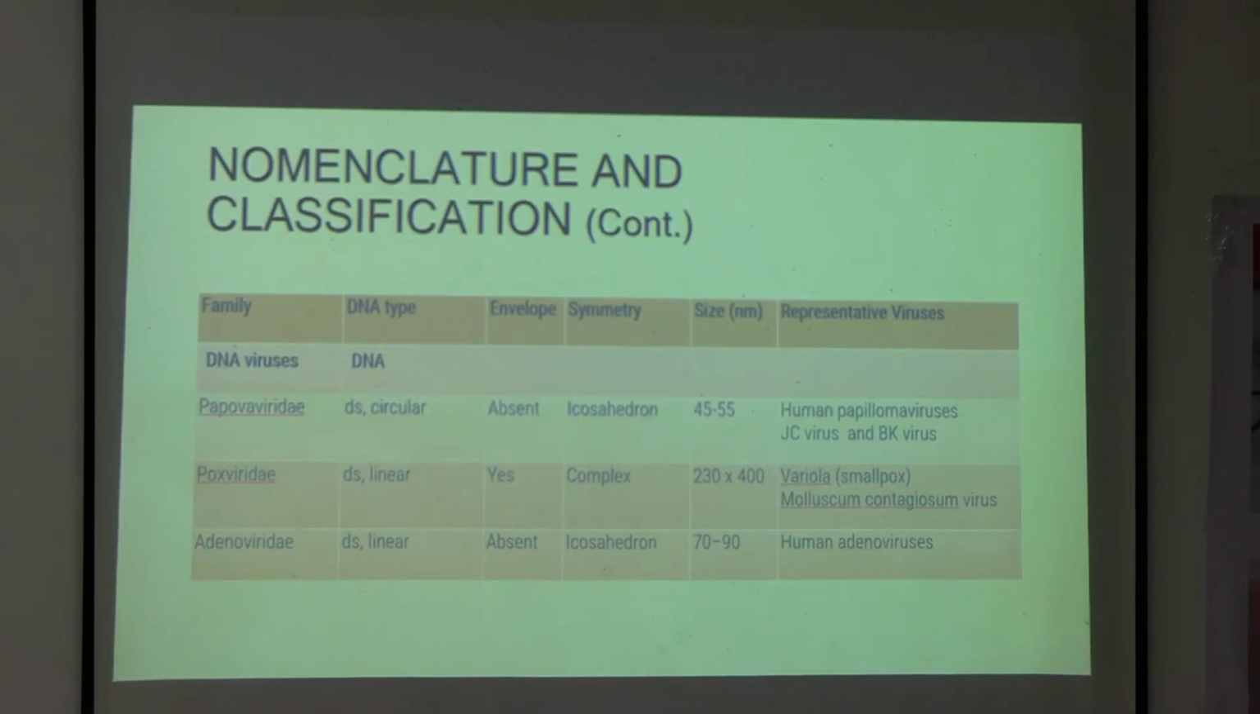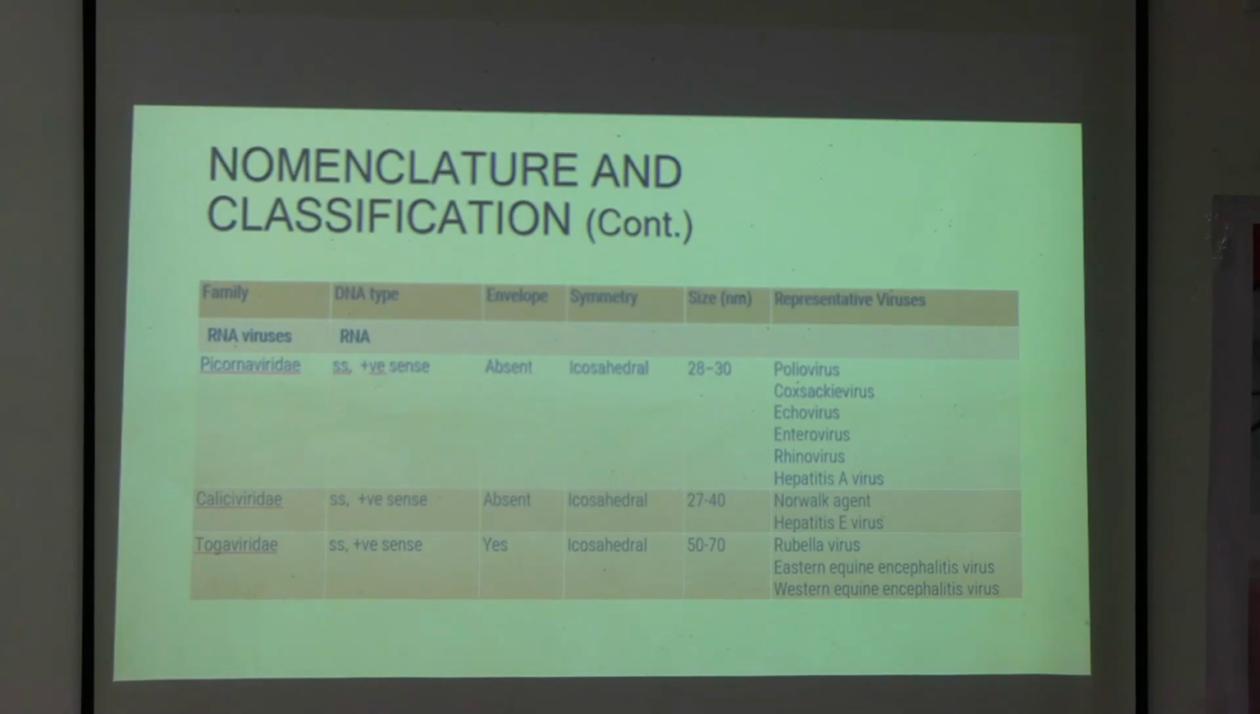These are all DNA viruses and these are all RNA viruses. Again, in RNA viruses, Picornaviridae. In Picornaviridae, this is single-stranded positive sense. It is non-enveloped, icosahedral, and the representative viruses are poliovirus, Coxsackie virus, echovirus, enterovirus, rhinovirus, hepatitis A virus. At least know 2 or 3 examples of each family.